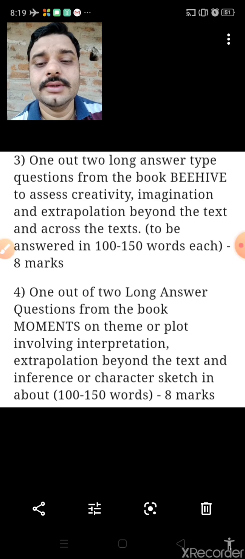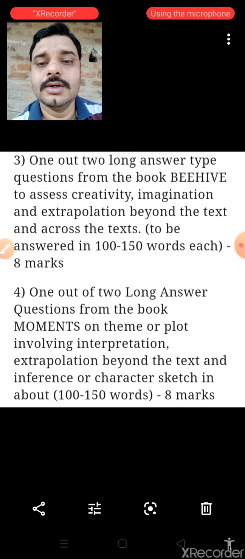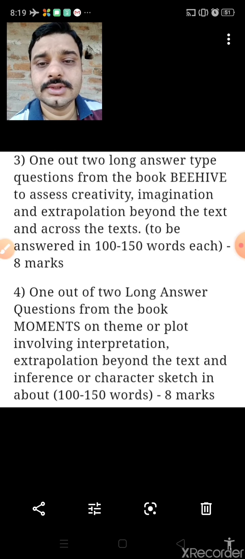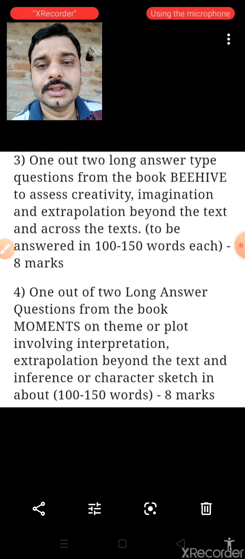So prepare accordingly. From tomorrow, we shall read the first chapter of First Flight, that is A Letter to God.